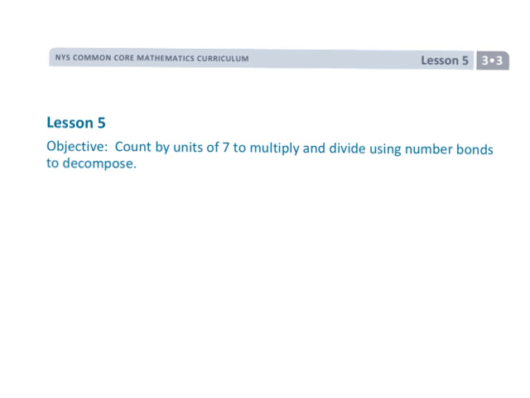All right, this is grade 3, module 3, lesson 5. And in this lesson, we're going to be skip counting. When they say count by units of 7, that means we're going to be skip counting by 7 in order to multiply and divide.